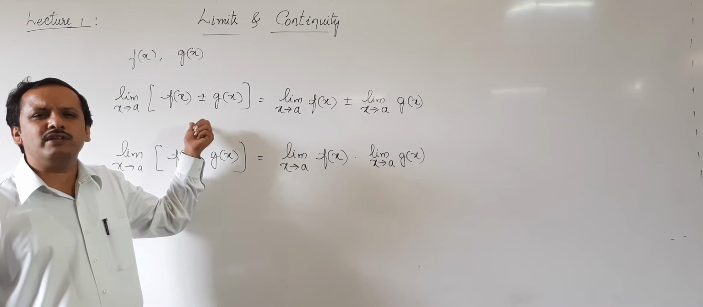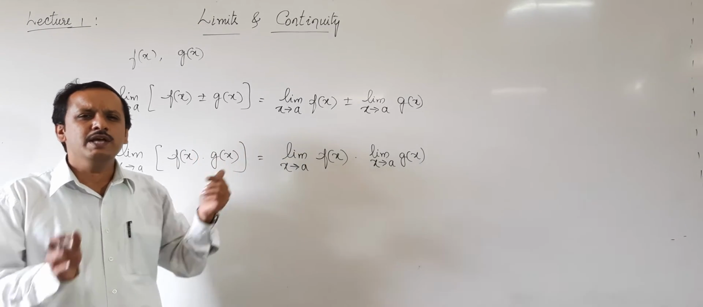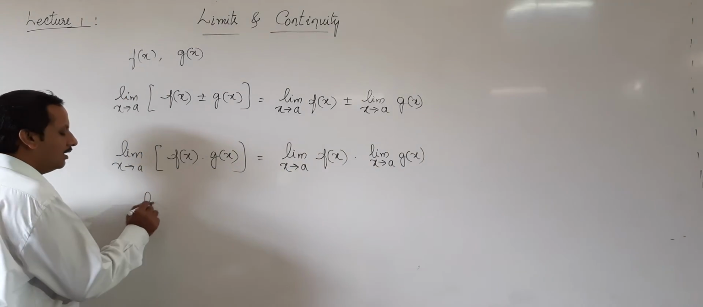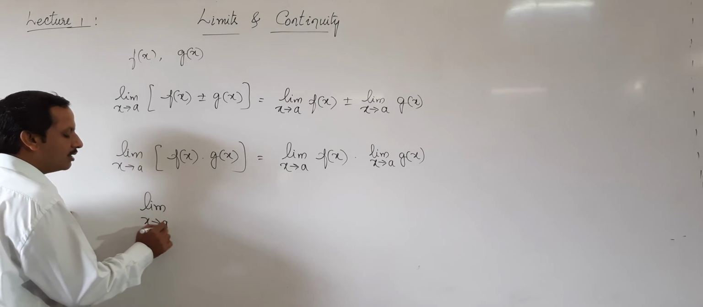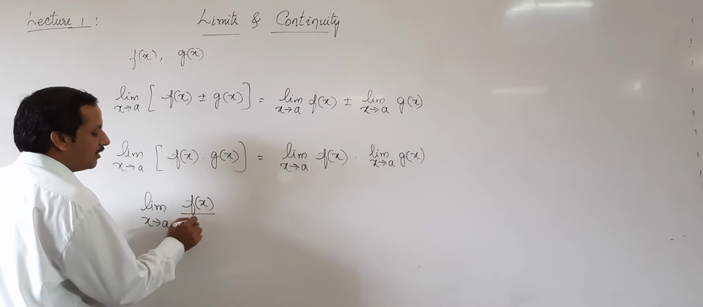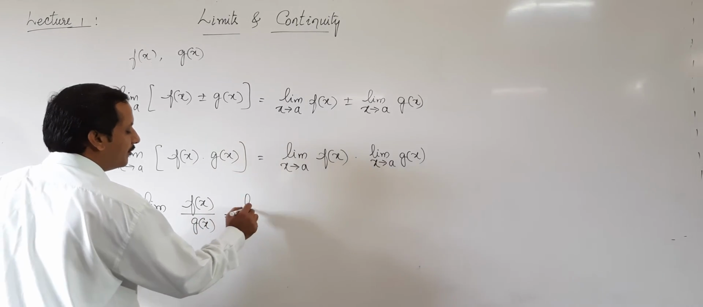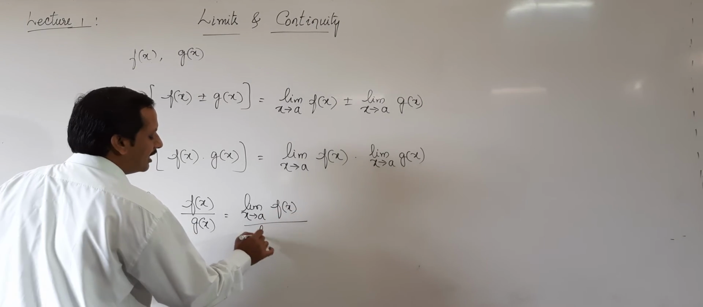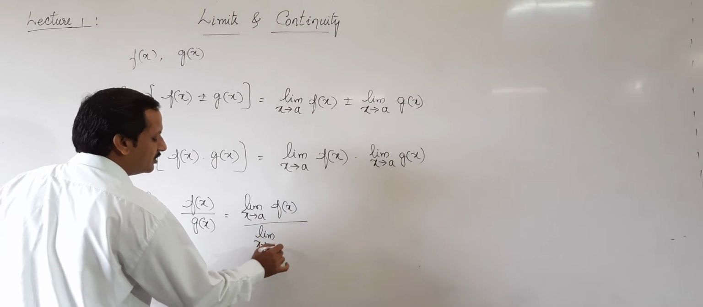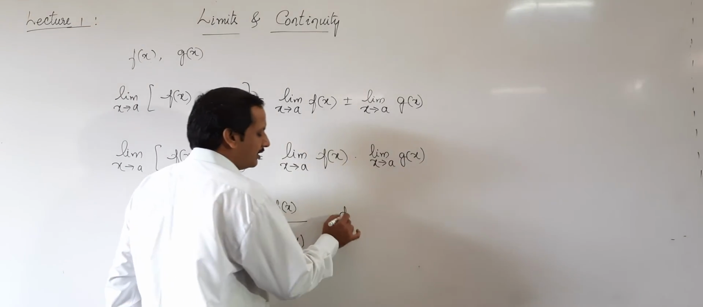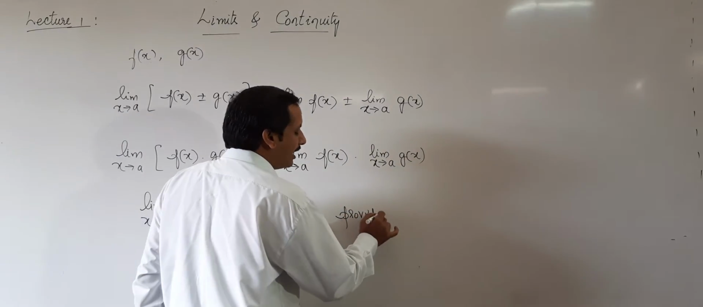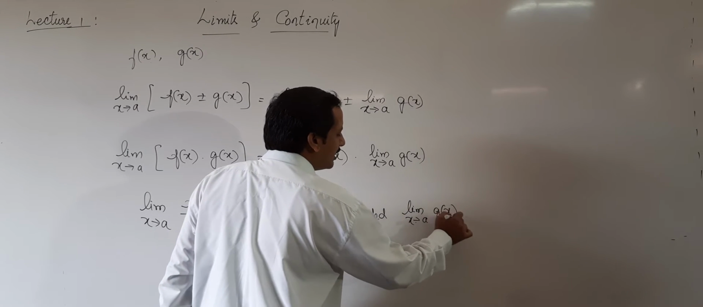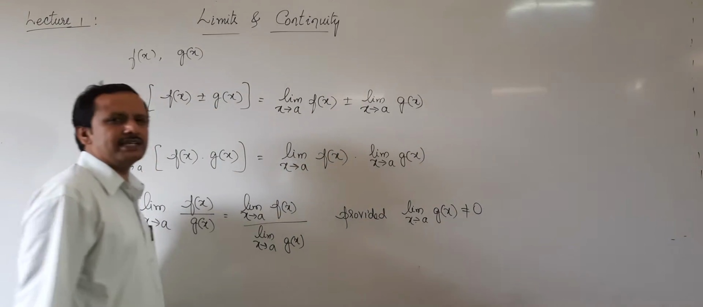Whenever you want to apply the limit for the sum of two functions or the difference of two functions, you can apply the limit separately and then add them, subtract them, or multiply them. Or in case of division, the limit as x approaches a of f(x) divided by g(x) is equal to the limit as x approaches a of f(x) divided by the limit as x approaches a of g(x), provided this denominator should not be equal to 0.